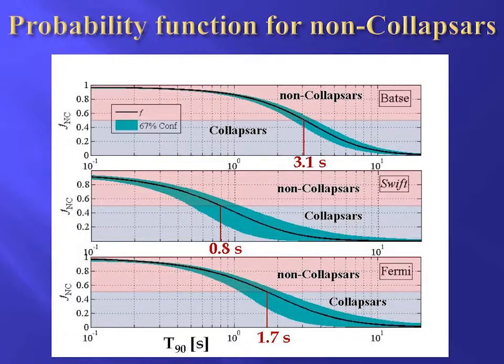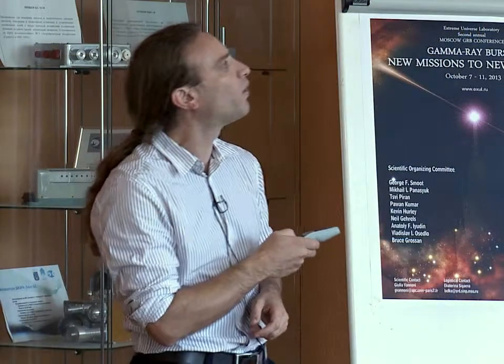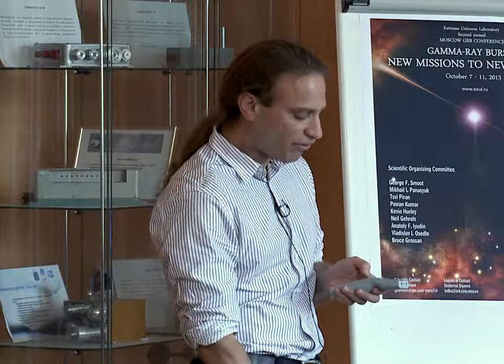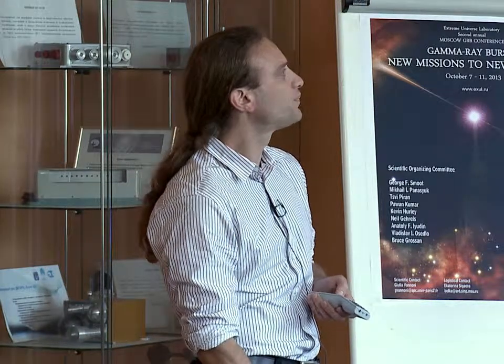It means that if I take a sample from Swift and I see gamma ray bursts with durations longer than 0.8 seconds, these gamma ray bursts are more likely to be collapsars than non-collapsars. So if I take a sample with all the events with durations shorter than 2 seconds, I am in danger of contaminating my sample with events that I think are non-collapsars, but in fact these are short duration collapsars.